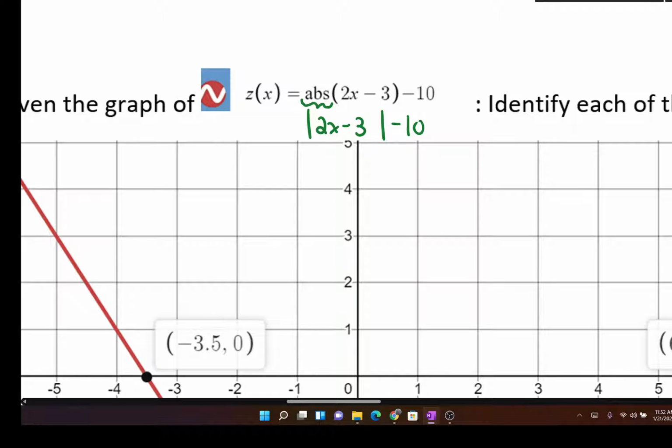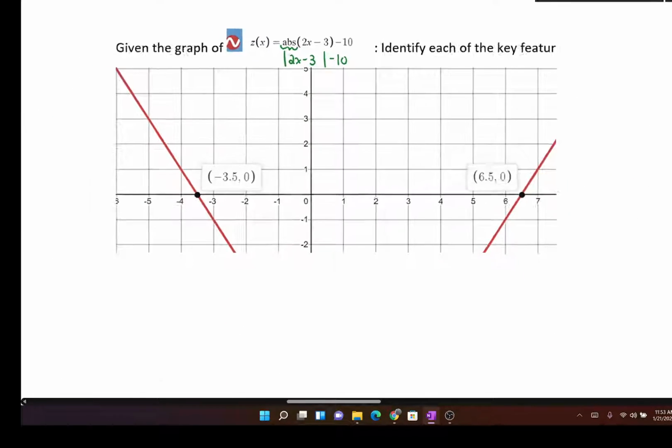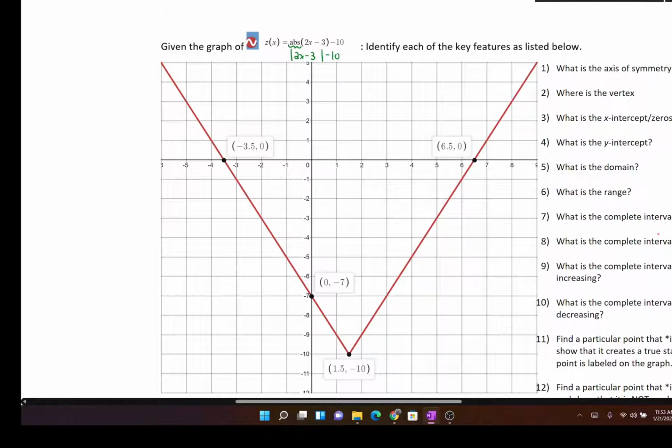And what it means is put the 2x minus 3 inside of the absolute values, put the minus 10 on the outside. And by the way, I did make it so that you could see all of these points have been marked for you, so you could see what those points are, okay?